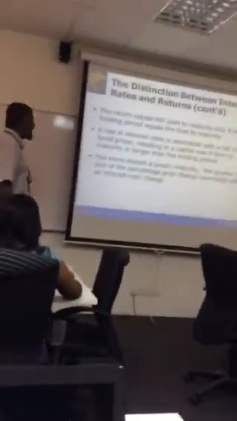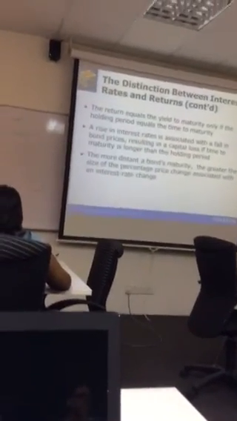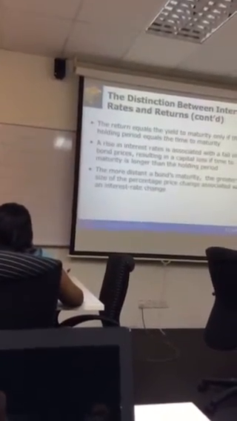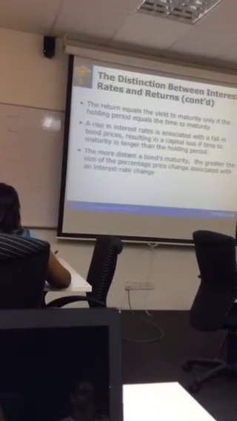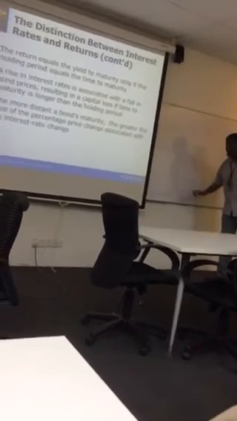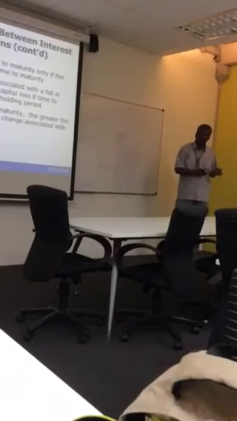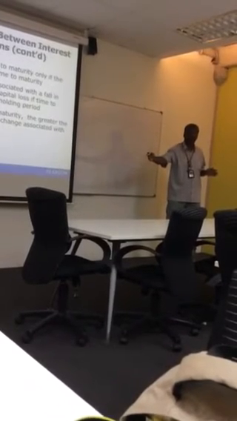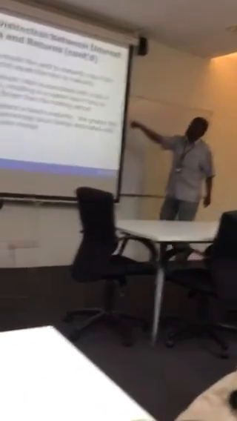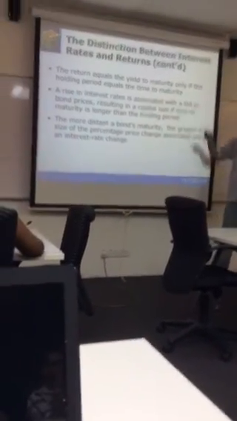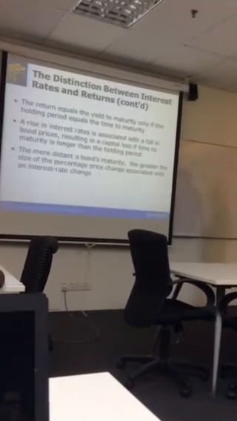So the return equals the yield to maturity only if the holding period equals the time to maturity. What does it mean? If you buy a bond which is 25 years to mature, you buy it in 2000, the bond matures in 2025. If you sell it in 2025, your return will be the same as the yield to maturity. I will show it in a table in a short while.